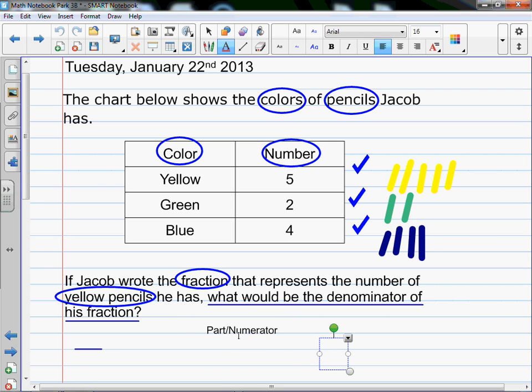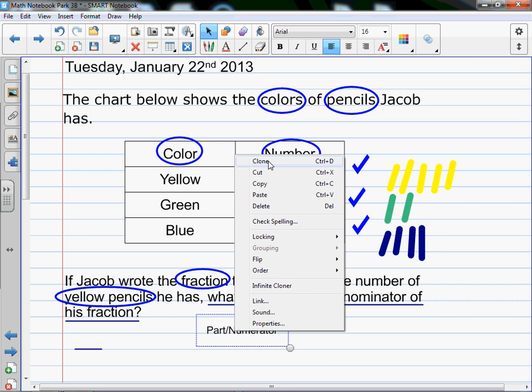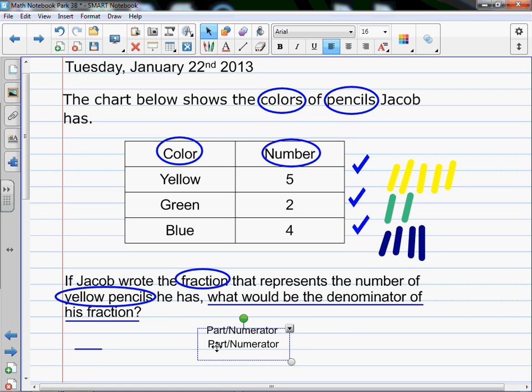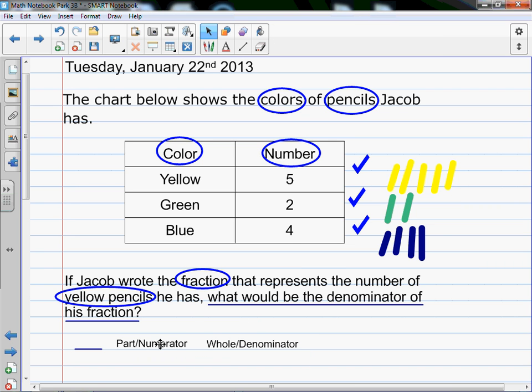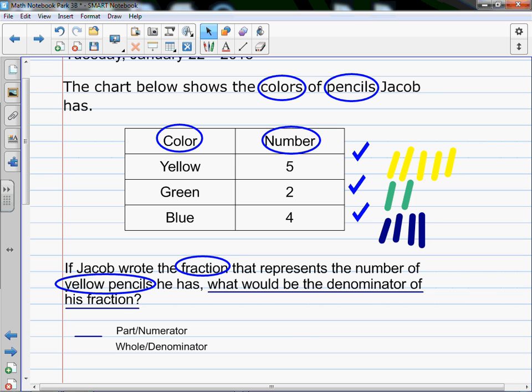What's going to go on the bottom part of the fraction? Ryan. Whole and denominator. Right. The bottom part's the whole or the denominator. So try to remember. Top part's the part, bottom part's the whole, or the denominator. All right. So let's start with the whole or the denominator.